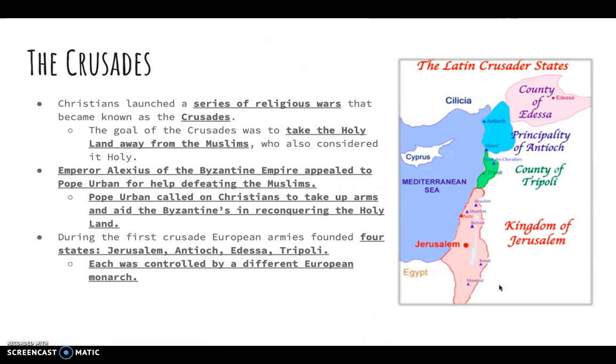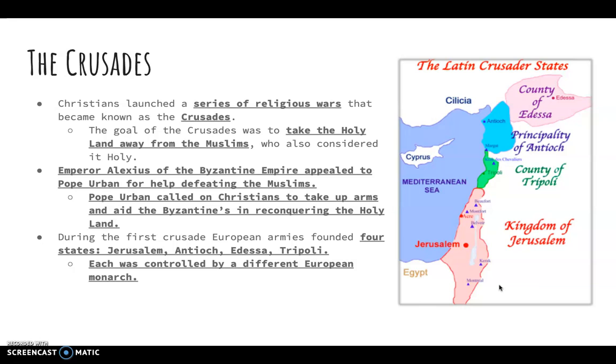So, in the Crusades, Christians are launching a series of these religious wars. There are wars against Muslims, attempting to get the Holy Land back from the Muslims. It's kind of important to keep in mind here. The Muslims also consider this land to be holy because again, they represent the prophets from Christianity here. They have some of the same beliefs. They also believe that Jesus was a prophet, things of that nature.